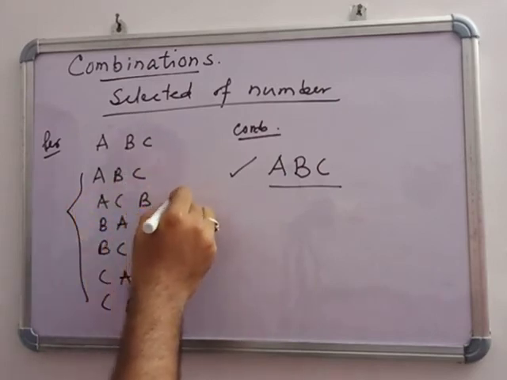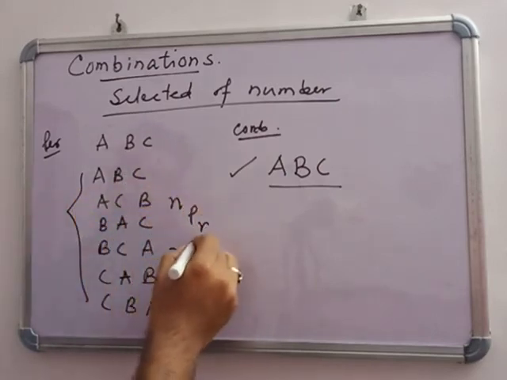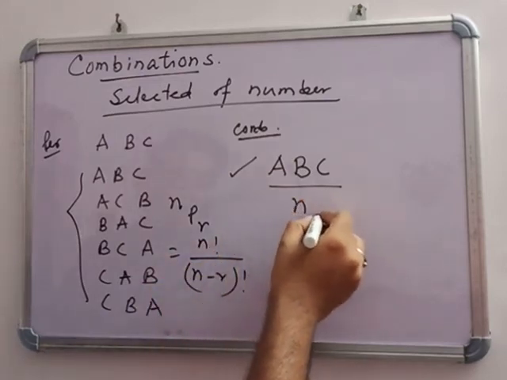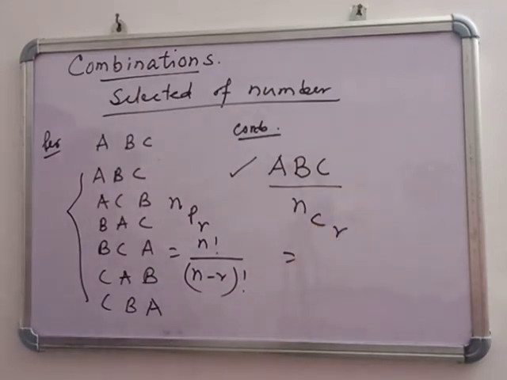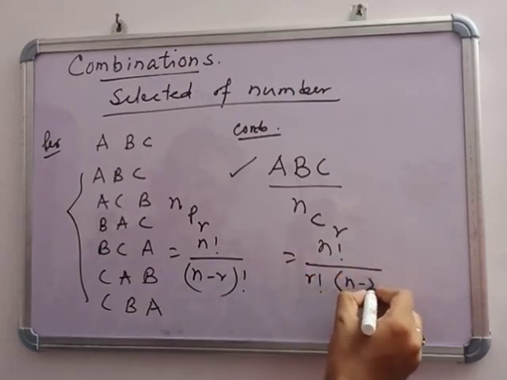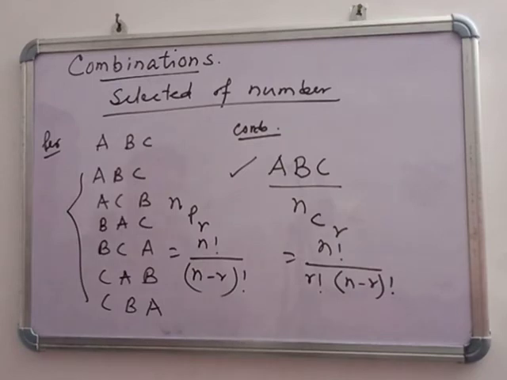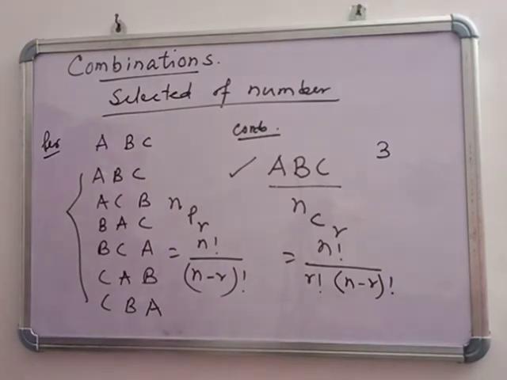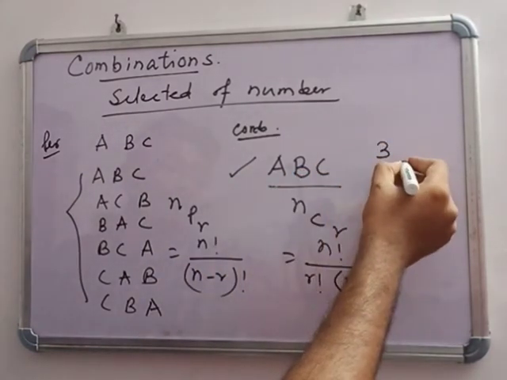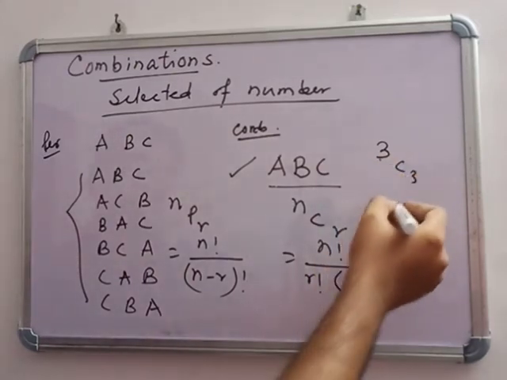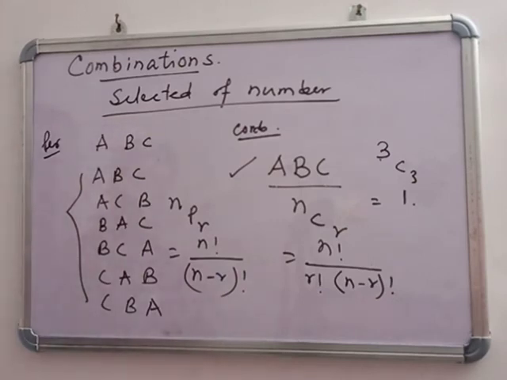So here nPr means n factorial by n minus r factorial. And here nCr, where C means combination, means n factorial by r factorial into n minus r factorial. Now see that: how many numbers are there here? 3. How many have to be chosen? 3. That means 3C3, and the value is 1. When n equals r, the value is 1 all the time.